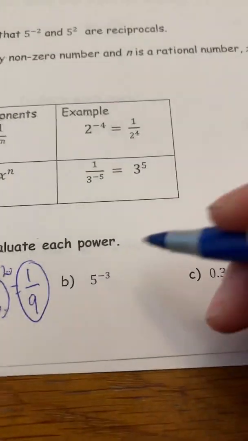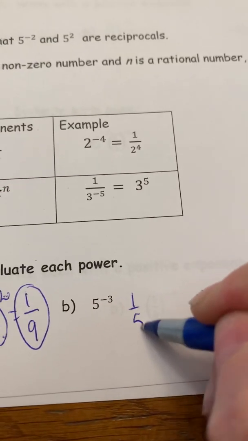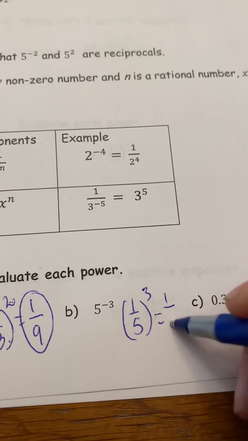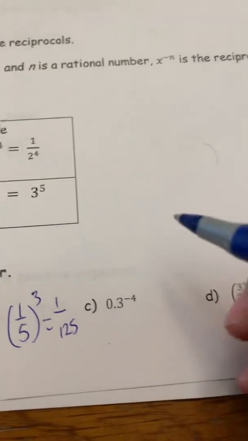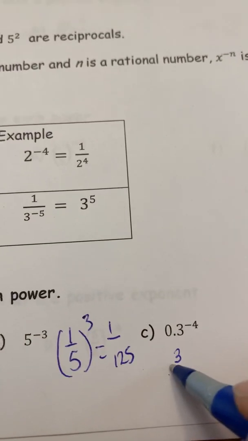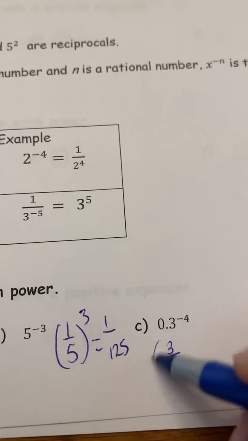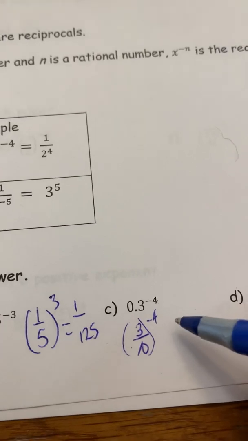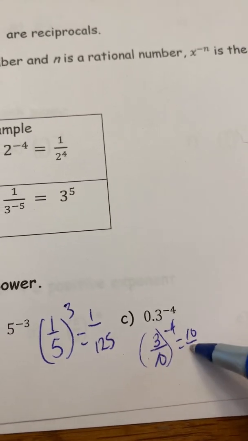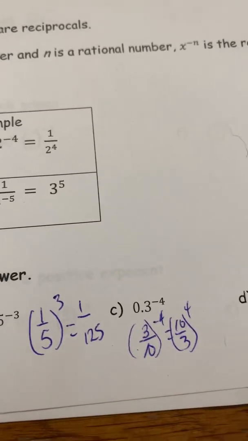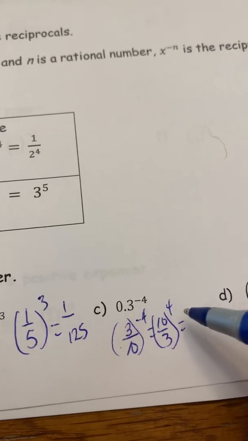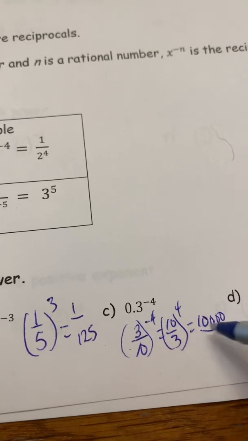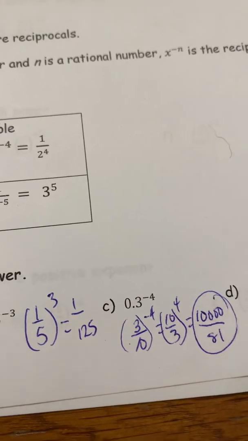Okay, next one. 5 to the -3. 1/5 cubed. 1 times 1 times 1 is 1. 5 cubed is 125. Now this one's a little bit different. I always turn the base into a fraction. That's easier for me to understand. Now I've still got that negative exponent to deal with, so I'm going to write 10/3. I'm going to write the reciprocal. This becomes positive. 10 to the exponent 4 is 10,000. 3 to the power of 4 is 81.